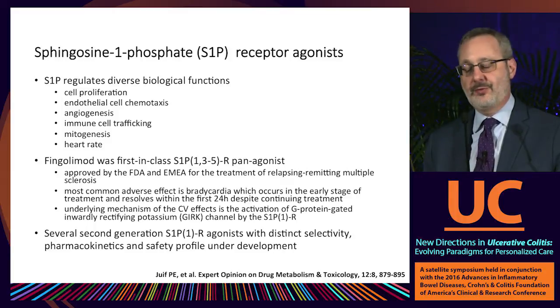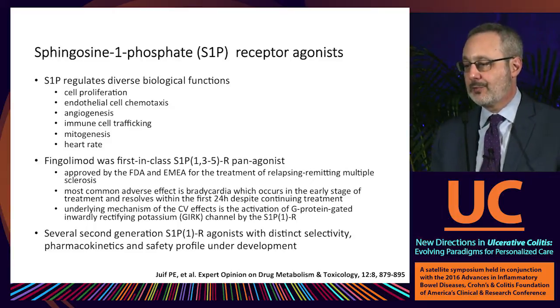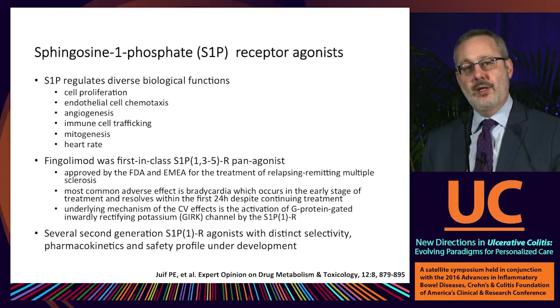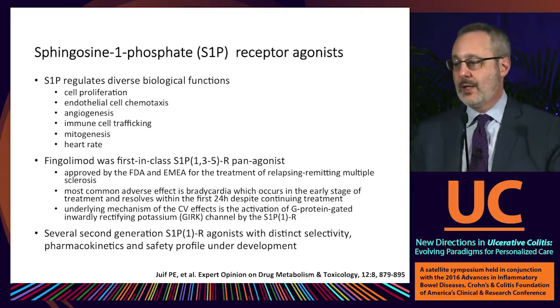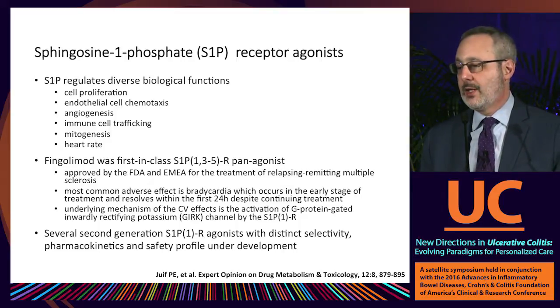The first in class was fingolimod, and this is a pan-S1P receptor agonist. This was approved for the treatment of multiple sclerosis. The adverse event of note is bradycardia in the first 24 hours, and then there's tachyphylaxis to this effect, and it doesn't seem to be problematic. So the dose in this case is ramped up to help prevent this from occurring and may require some monitoring. But the drug is fairly effective in multiple sclerosis and a real breakthrough.